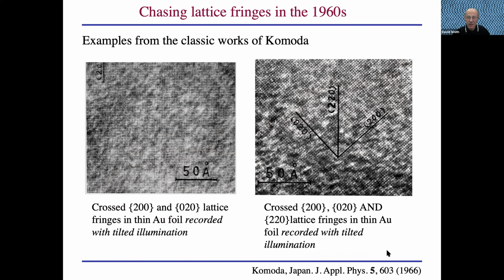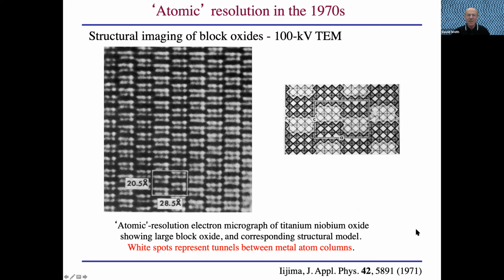And then microscopy improved over the years, or the microscopes improved. And then it was a question of proving how good the microscope was by chasing lattice fringes. And Komoda, among others, was chasing lattice fringe resolution on the order of 2 angstroms. And then we get to the 70s, and Sumio Iijima was the first with a 100 kV TEM to actually get what we would call structural imaging. But I want you to notice this was actually the tunnels between the atom columns. This was only at 100 kV, structural resolution on the order of about 3.5 angstroms.